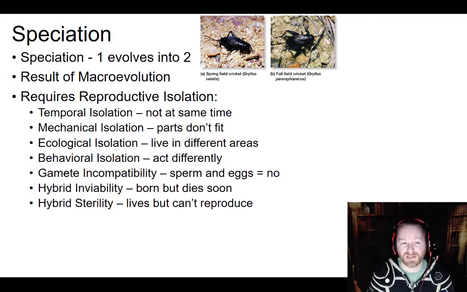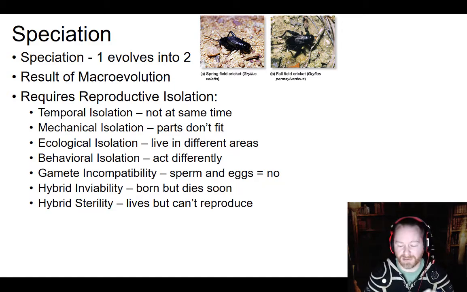So there's multiple ways for that to happen. We have an idea of temporal isolation, meaning time. You're not there at the same time. If you go on a date with somebody and they show up an hour late, chances of them mating with you is probably pretty slim. So the same thing with other organisms.